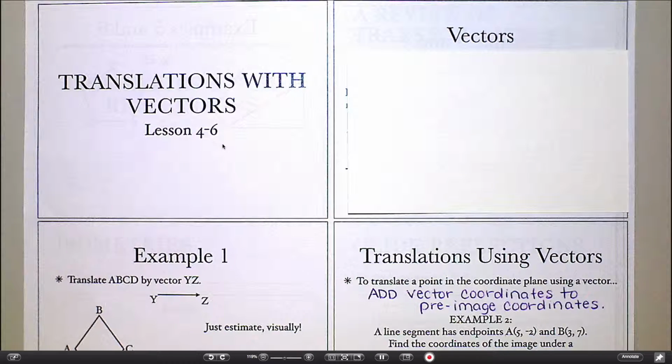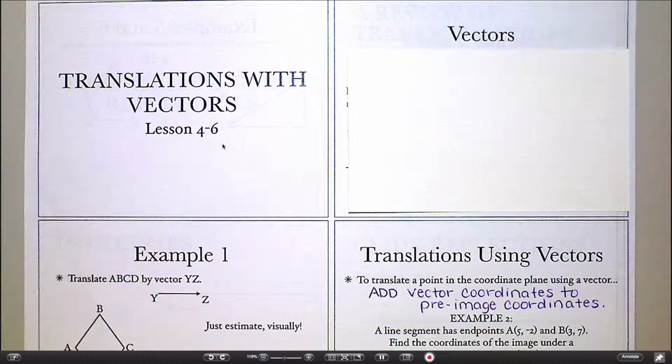Hi everyone. So today we're going to do the lesson on translations with vectors to continue our discussion on translations. Now you're actually going to have to skip over a page in your notes packets to get here. We are going to skip 4-5 for now. We'll cover that when I'm back next week.